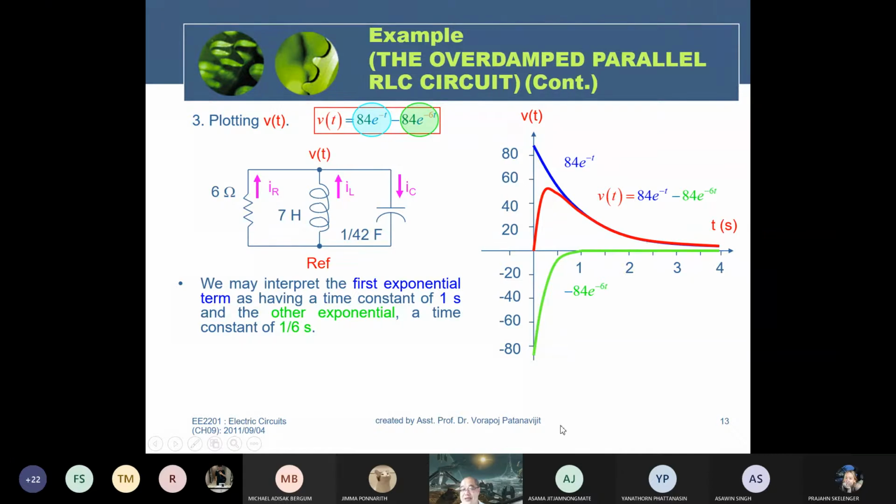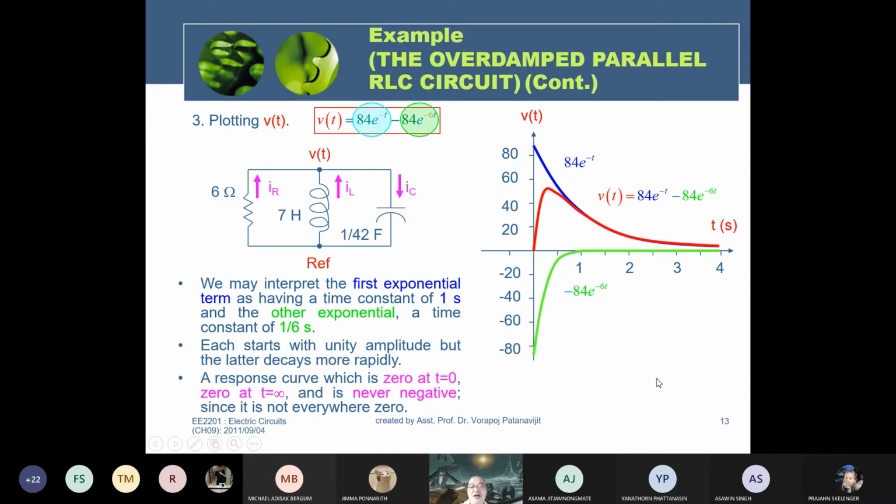We call this the overdamped case. We may interpret the first exponential term as having a time constant of 1 second, and the other exponential as having a time constant equal to 1/6 seconds instead. It starts with unity amplitudes, but the latter decays more rapidly. The response curve is 0 at time equal to 0, and 0 at time infinity again. But the graph will never be negative since it is not 0 everywhere.